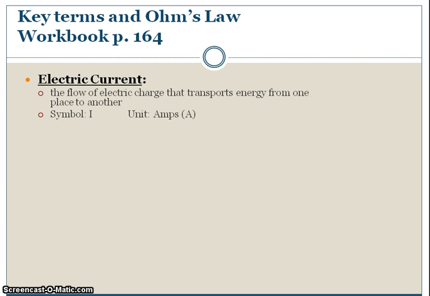Current is defined as the flow of electric charge in a circuit, and it's a way that energy can be transported. We're going to use the capital symbol I to represent electric current, and the unit is amperes, or what we call amps with a capital A.